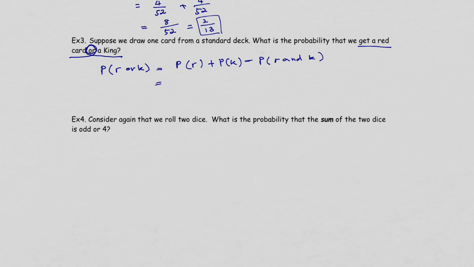So the probability of red is going to be half, since half of the cards are red. So it will be 26 out of 52. King is going to be 4. But if you wanted to find the probability of red king, that's going to be only 2 out of 52, which is the hearts and diamonds kings, right? Then this gives you 28 over 52. That's 7 over 13.